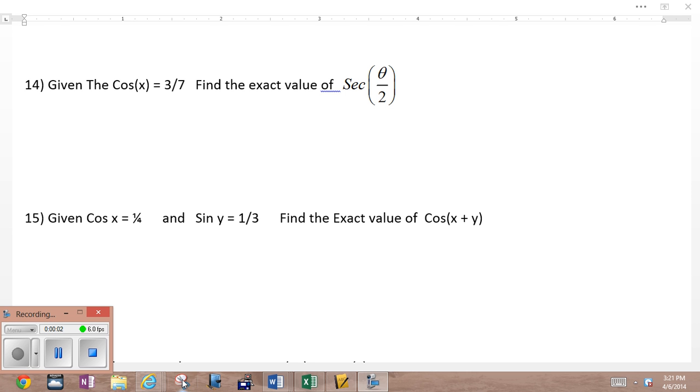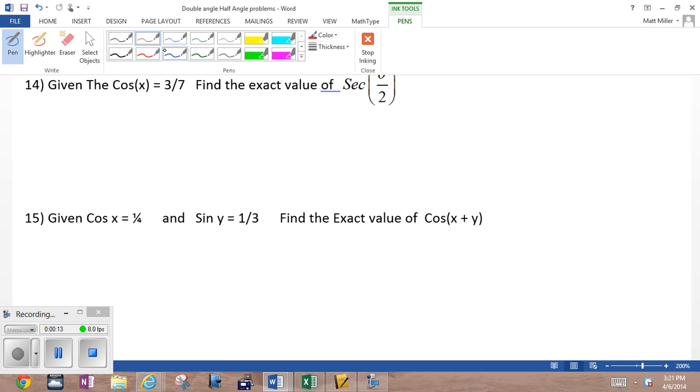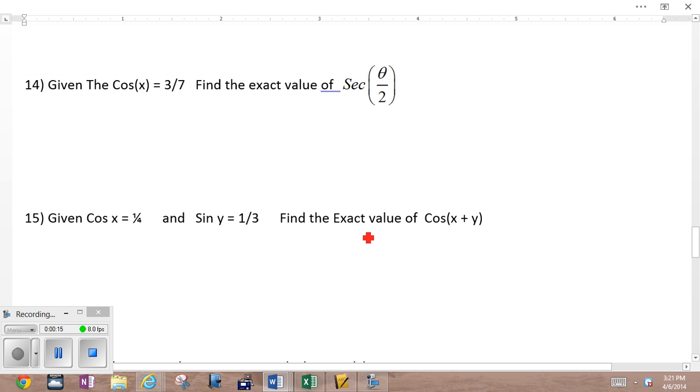Okay, we're going to do one last video to go through a couple of these examples here. All right. This one's asking us to find the cosine of x plus y. We, of course, should recall the cosine expansion formula is cosine x cosine y minus sine x sine y.